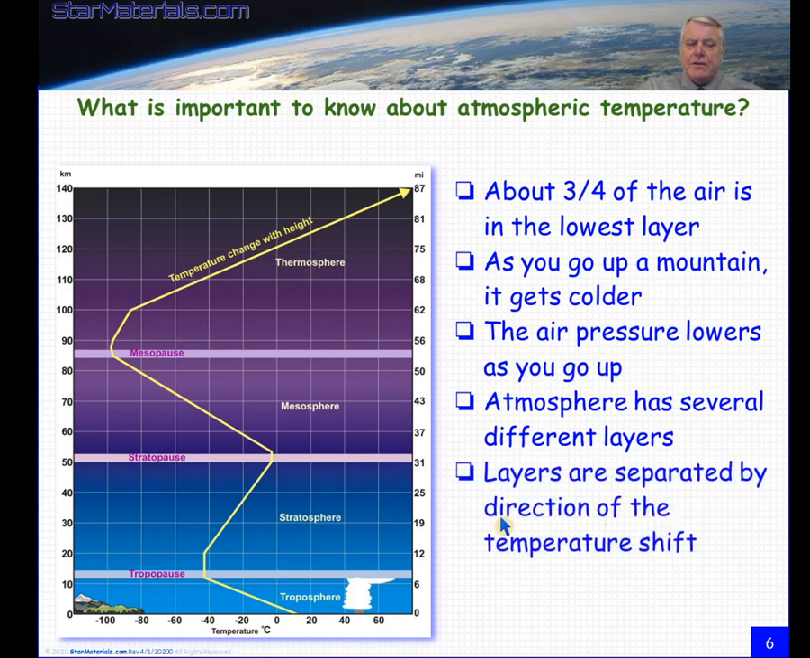So the layers are separated, so we can talk about it, by the direction of the temperature shift. You see it goes from sea level, it goes down as you go up until you start getting warmer, and then colder, and then warmer again. So layers of the atmosphere are separated by the temperature shift.